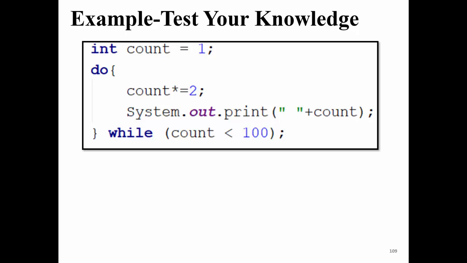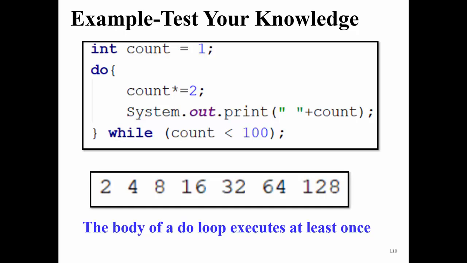So this is a knowledge test where you have a counter equal to 1, and then you go to the do while loop. What do you think would be printed here? What's the last value? Okay, so the last value is 128 because we have to do the statement before checking the condition.